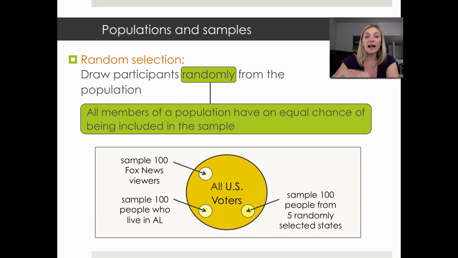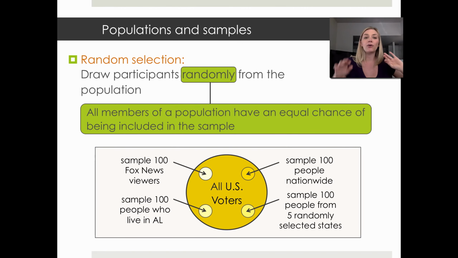So let's say we draw 5 states out of a hat: Tennessee, Texas, Maine, Oregon, and Florida, right? But then people who live in Nebraska have no chance of being included in our study, and so it's not truly random selection. If we really want random selection, then we need to put the social security numbers or some identifying number of every U.S. citizen into a gigantic hat and pull out 100 names of people nationwide. That would be true random selection, and that is when our sample is most likely to represent the entire population.